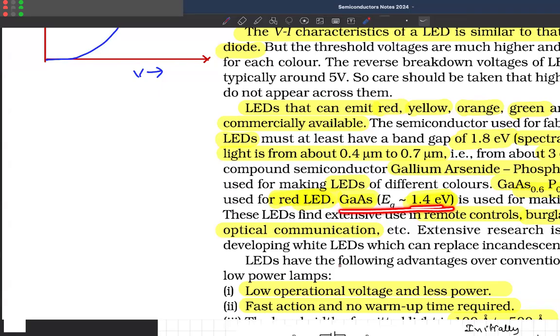Almost, if I am not mistaken, most of the incandescent lamps are nowhere used. Even in cars, LEDs are being used for headlights.